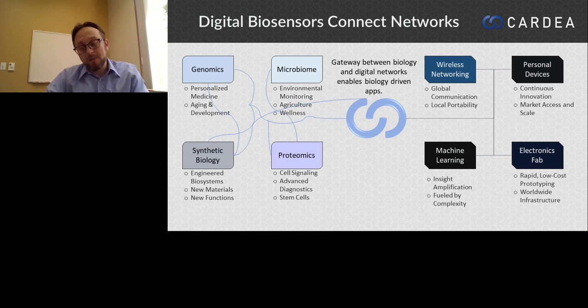The biochemists that we work with build the apps on the Internet of Biology, and the engineers that we work with build the tools that allow you to interact with the Internet of Biology. But we build this gateway in between.